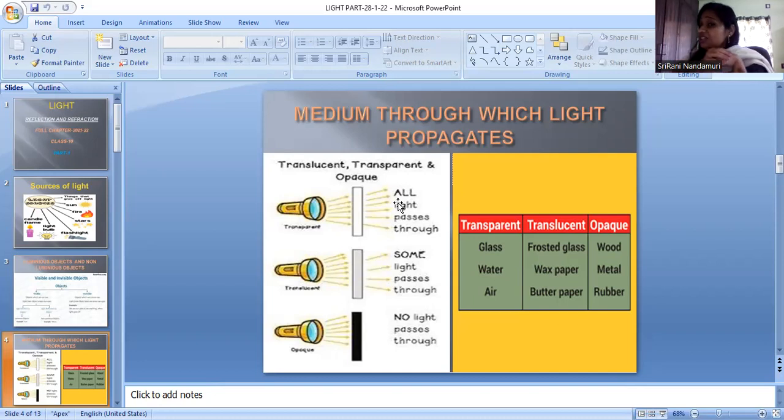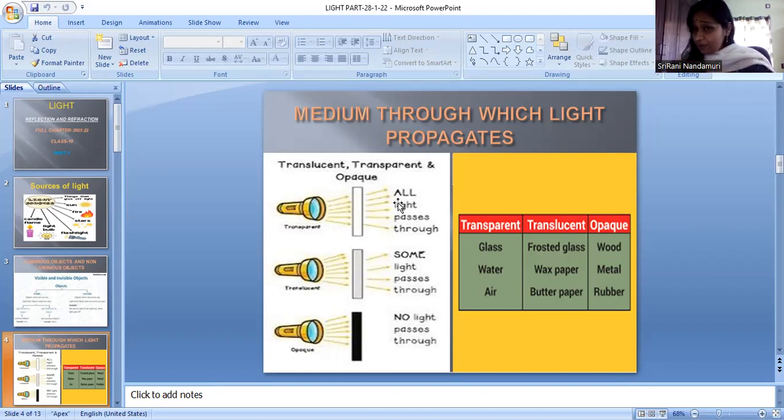So what are translucent objects? Translucent objects means only some amount of light can pass through an object. Transparent can completely pass the light, and lucent means only some amount of light can pass through it. These are nothing but the translucent objects.